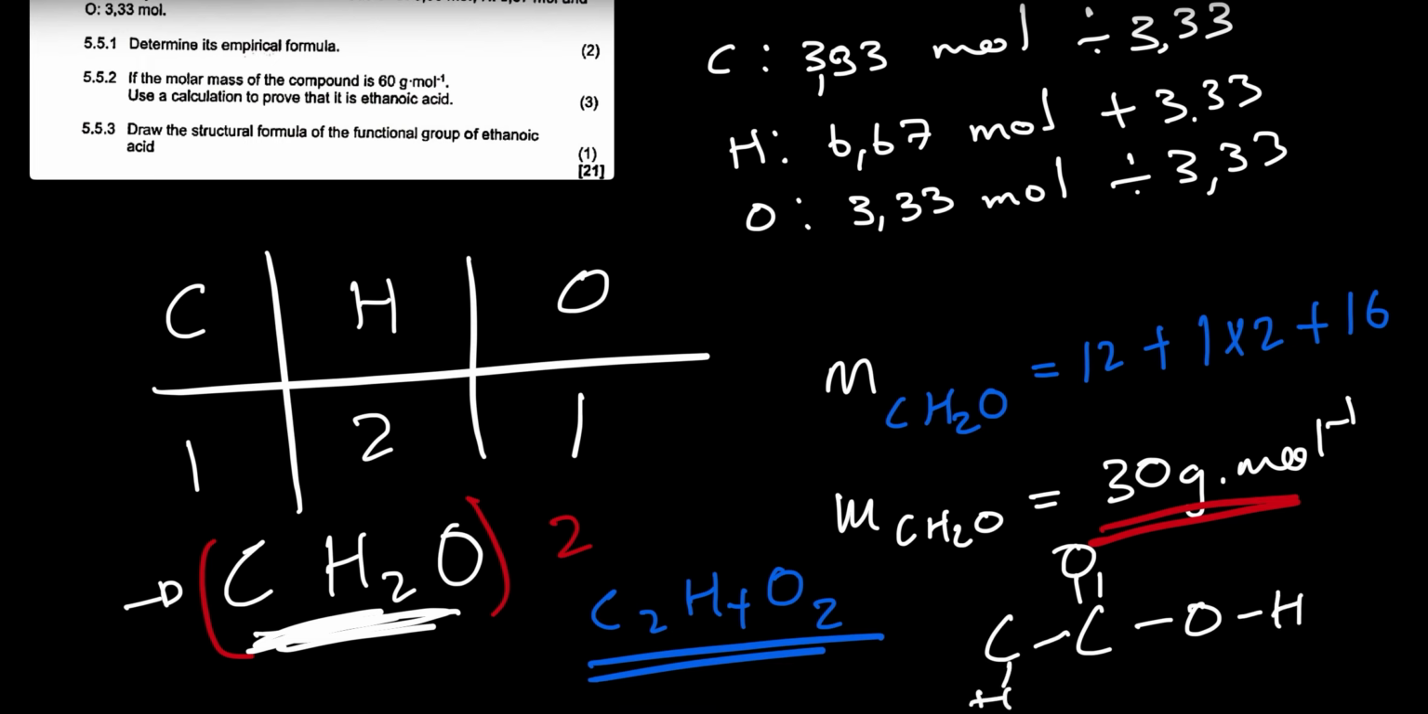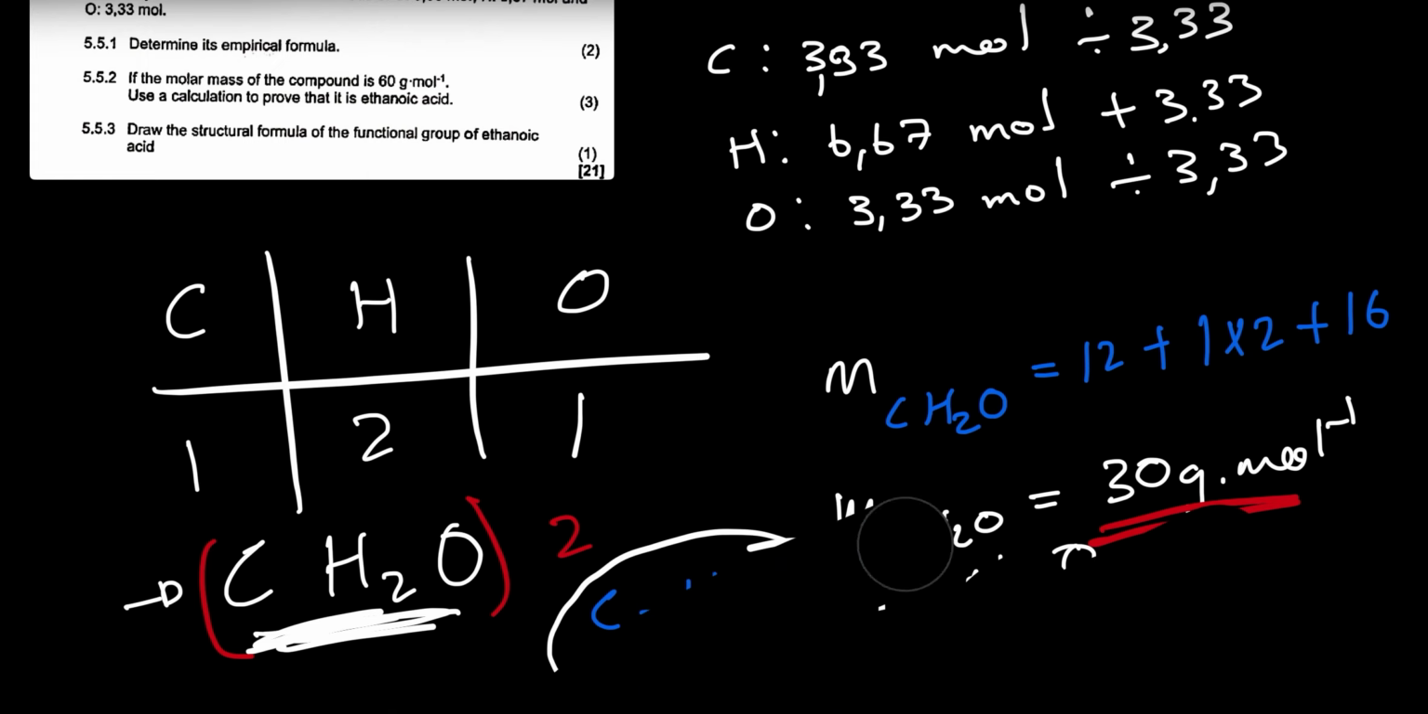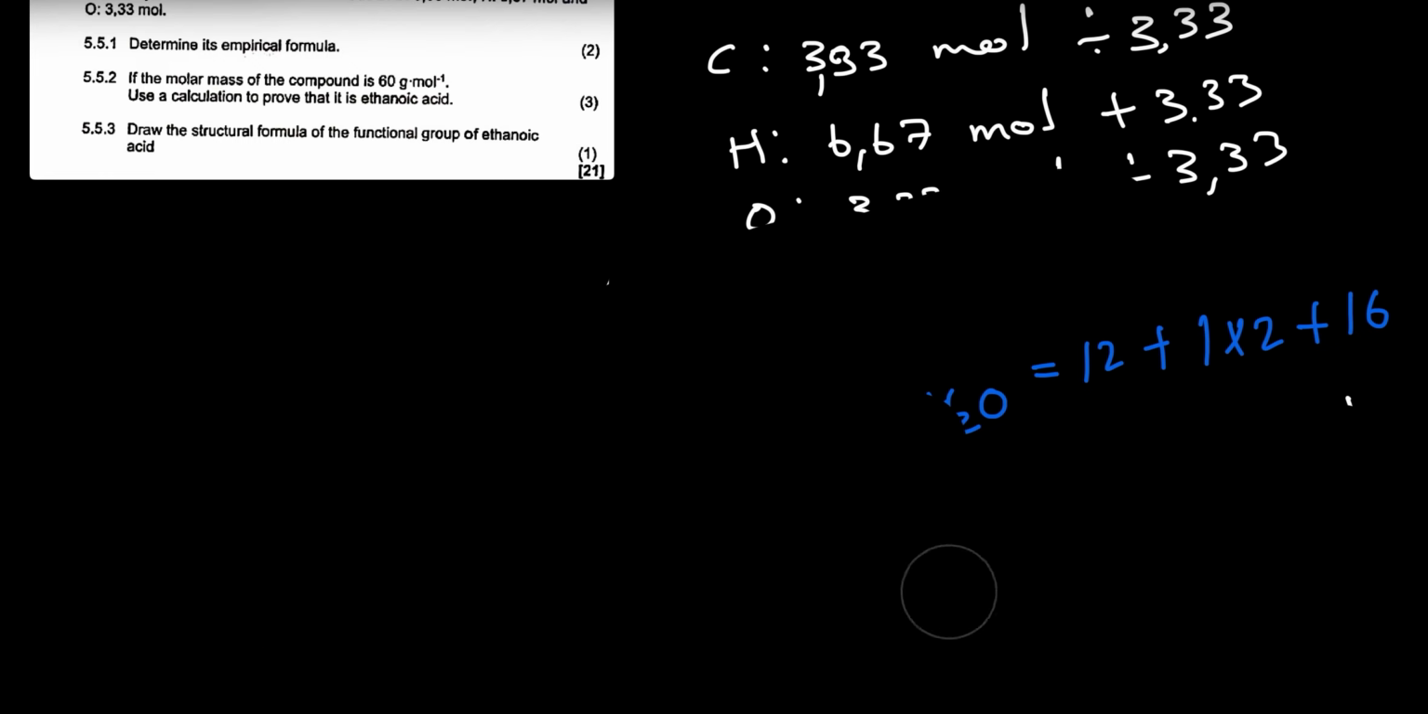So this is ethanoic acid, because we have those 4 hydrogens and the 2 oxygens, and that actually proves that it is an ethanoic acid. So we can just prove it by doing the calculations to say the ratio is 1:2, and then we write this. We can also draw that just to prove to them that it is an ethanoic acid. So after we are done, they say now draw the structural formula of the functional group of the ethanoic acid. So they just want the structural formula of the functional group of the ethanoic acid.